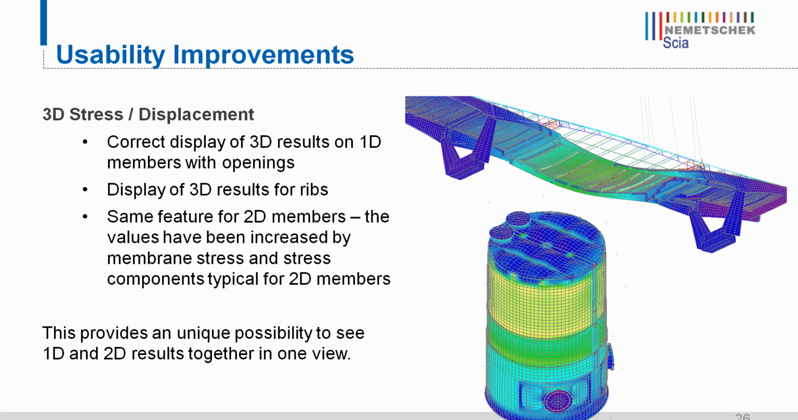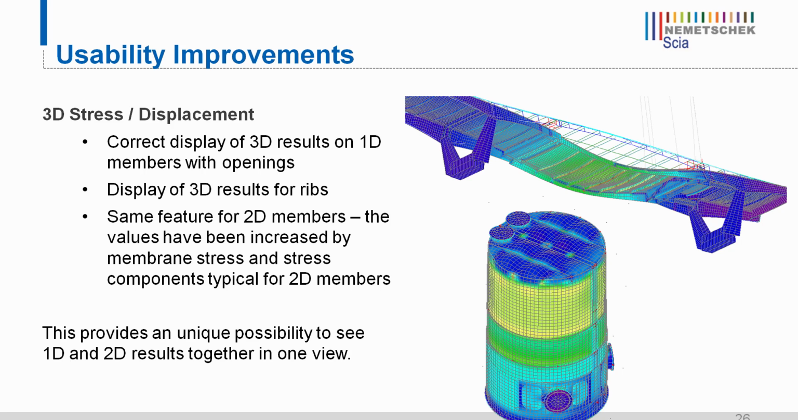The next usability improvement is 3D stress and 3D displacements. This already existed for 1D members, and there have been some improvements for 1D members, like improvement of display of 3D results on 1D members with openings, and display of 3D results for ribs. Now, since Scia Engineer 15, you can also view 3D results for 2D members.